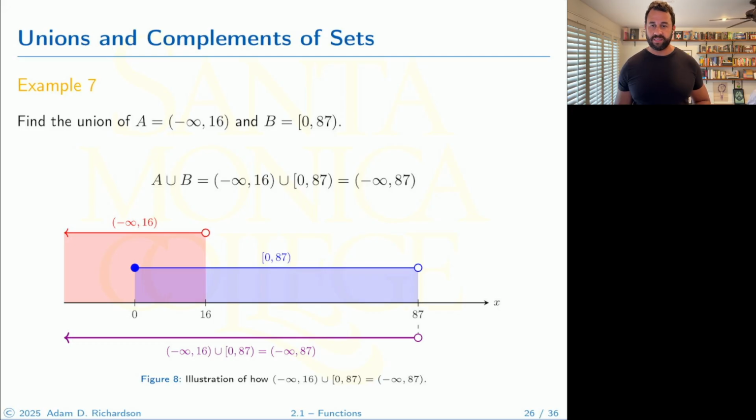I like to always visualize these things. Here I've drawn both of the sets and drawn the union. So here's the number 87, here's the number 16, here's the number 0. Down here you've got negative infinity, right? So the interval negative infinity to 16 is this one right here. And the interval 0 to 87 is that one right there. So what we're really looking for is the interval that is the complete shadow of both of these. So it starts here and goes that way. We're taking all of it, right? No matter where the shadow lies, that's included in the union. So that's the union of these sets.